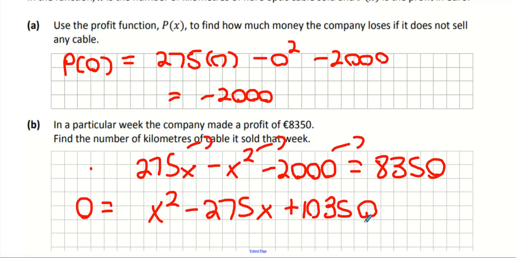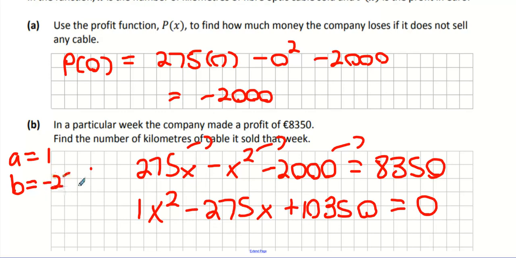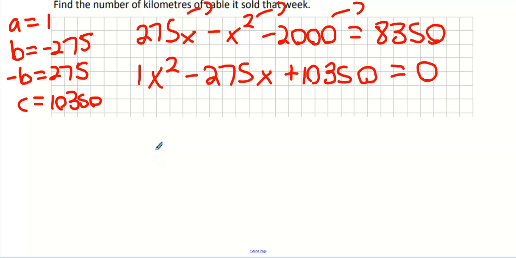Cool. Now, what's going to happen is you're then going to put the equal to 0 over the other side. And what type of formula is this now? It's a minus b. A is 1, b is minus 275, minus b is 275 and c is 10,350.